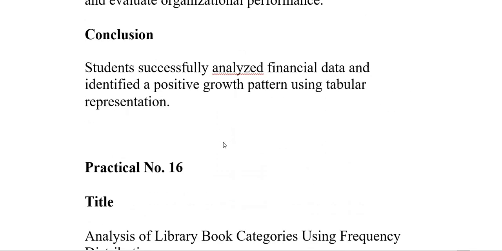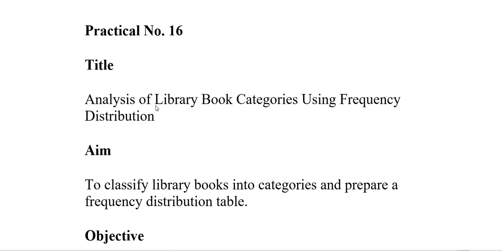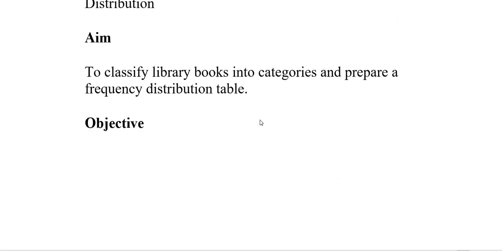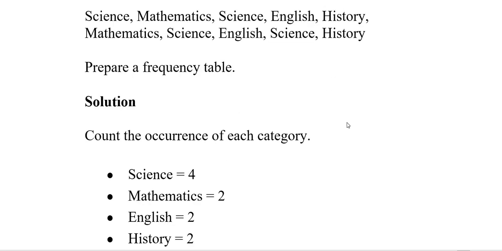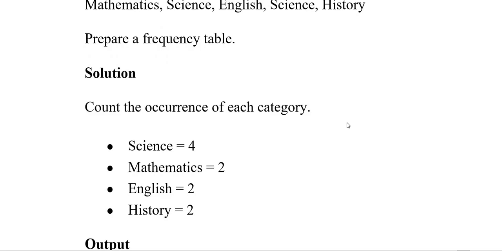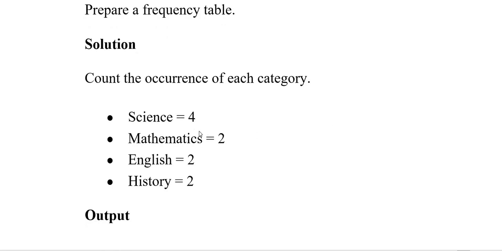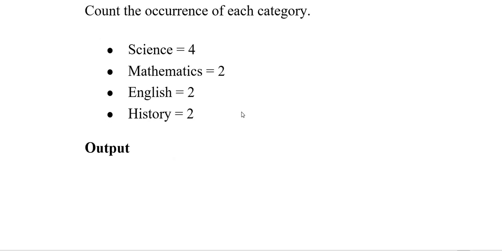Okay. Now coming to practical number 16, the analysis of library book categories using frequency distribution. Again, we have to make the frequency table on the basis of the given question. A library has issued the following books to the students: science, mathematics, science, English, history, again mathematics, again science, again English, again science, and history again. So we have to count the occurrence of each category. Let's count: science 4, maths 2, English 2, and history 2.